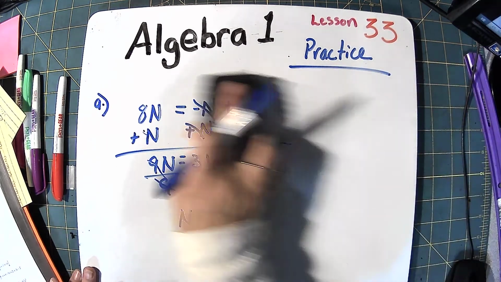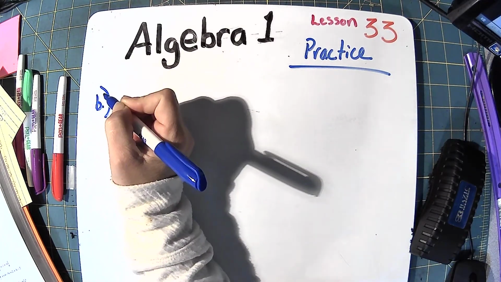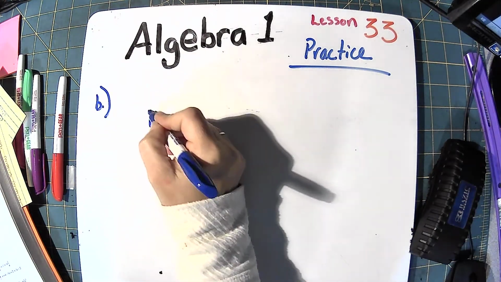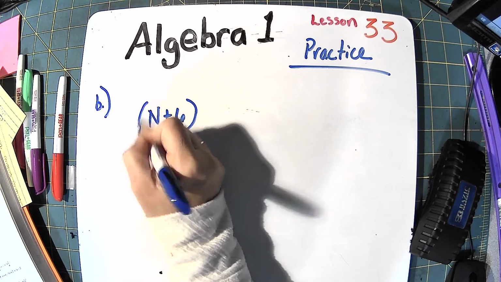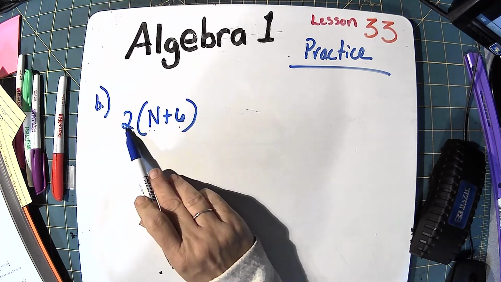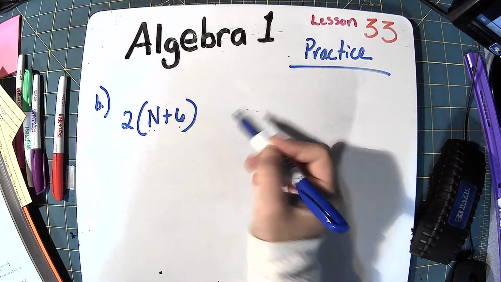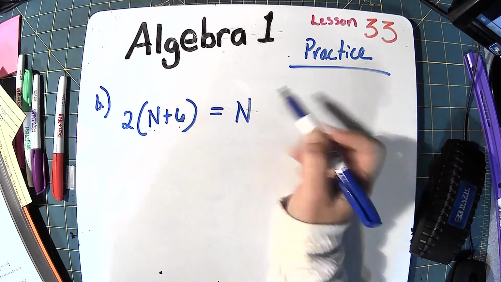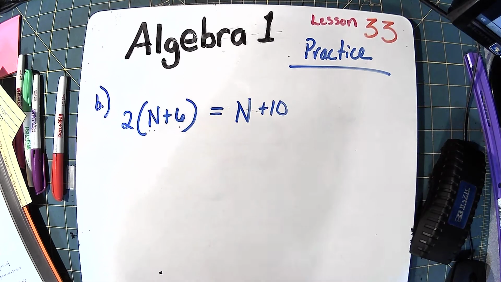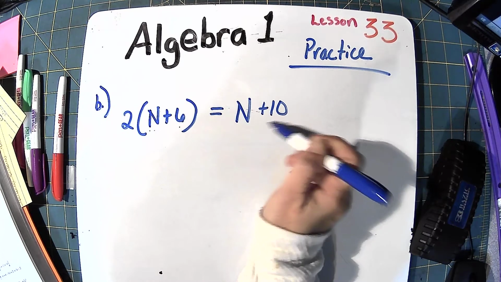Okay. Now I'm going to do B. B says if the sum of a number and 6 is multiplied by 2, so the sum of the number and 6 is multiplied by 2, okay, sum of number and 6 and multiply that by 2, the result is 10 greater than the number, okay. This is 10 greater than this, so if I add 10 over here, then they're even, okay. I could have subtracted 10 from that side, but for me it's easier to just add it over here.